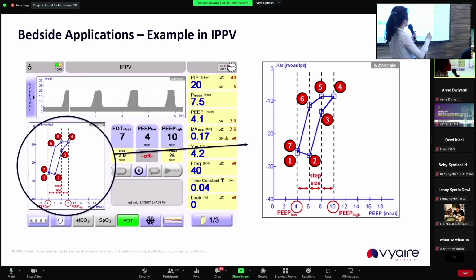But this whole maneuver is actually recruitment. So once you are done with it, you can just set the value that you found. The machine will not automatically set it for you, so you will be the one to decide.